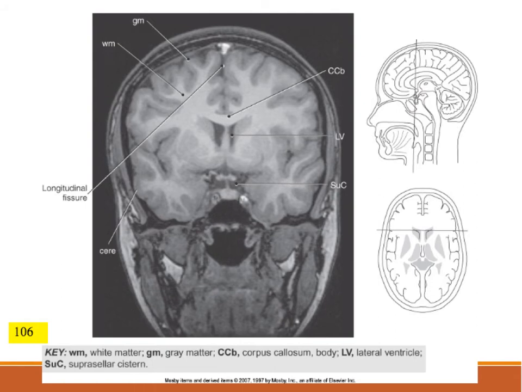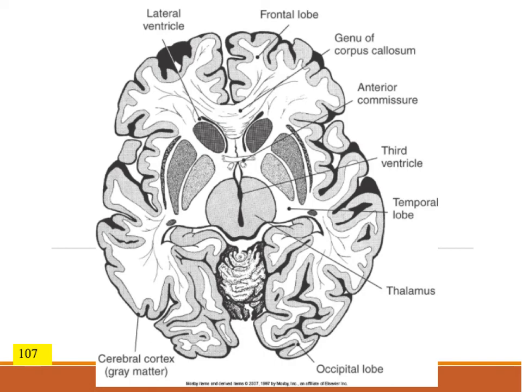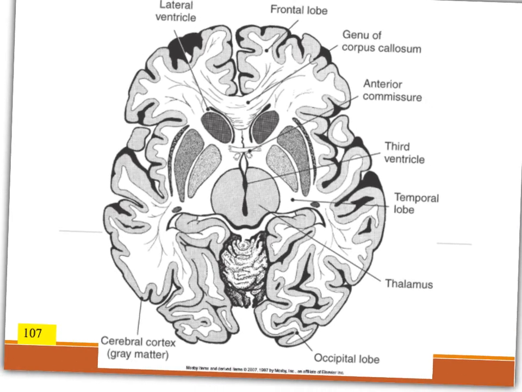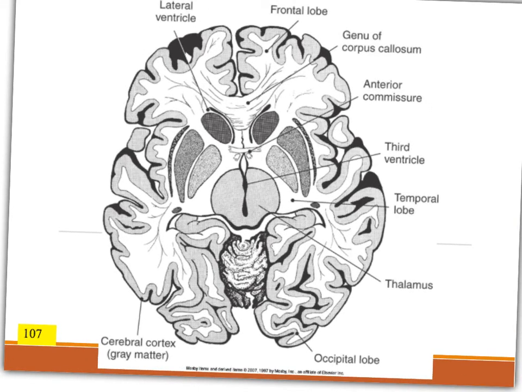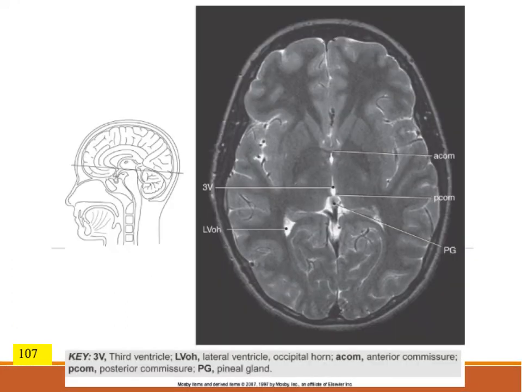Coronal with longitudinal fissure. I know your book is full of these images. And almost the same with cerebral cortex, gray matter, white matter. Before I finish that, I want to make sure everybody knows the cerebral lobes and their functions.